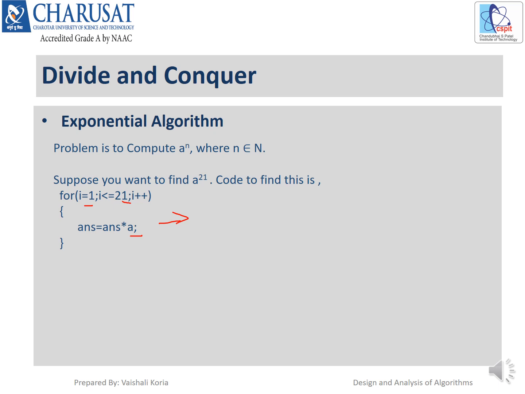The question is, can we reduce the number of multiplications to find out a raised to n, and if it is possible, to reduce the complexity from n to log n. Discuss the solution that can give us the answer of a raised to n in log n time complexity. So for the same, we are going to use the divide and conquer method.